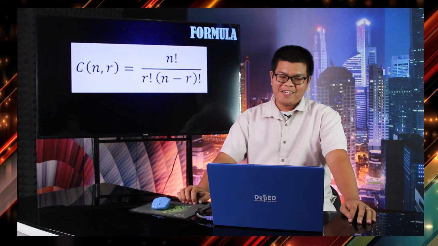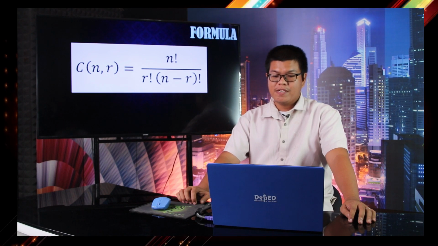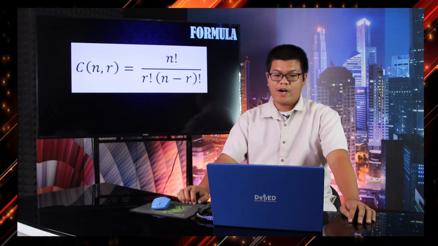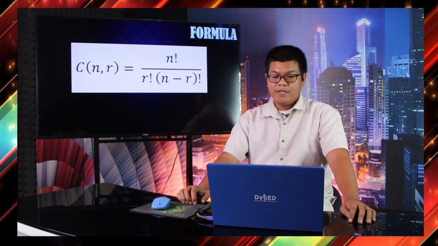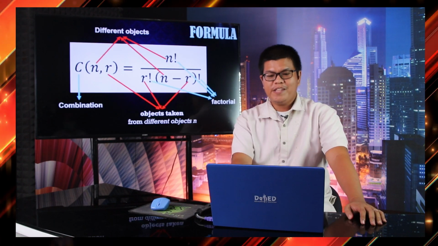To read the formula, it is simply: the number of combinations of n objects taken r at a time is equal to n factorial over r factorial multiplied by the quantity n minus r factorial. Let's have an example.